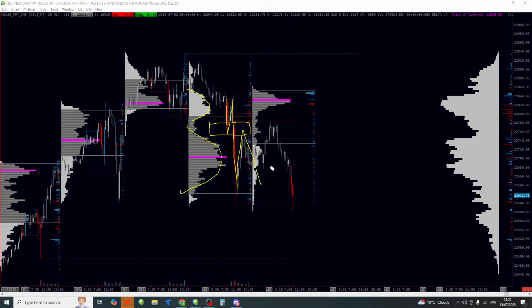So put it in ICT terms. ICT talks about fair value gaps, but how do you know where the fair value gap is? You identify it from this low volume node. This is how you identify what a fair value gap is. Hopefully now you can understand. So let's look at some real life trading examples now.